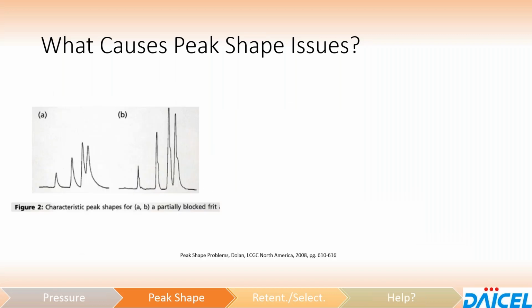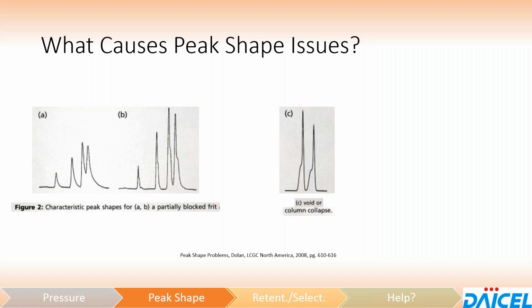So I showed this one before. This is related to partially blocked or blocked inlet frits. You can have either peak tailing, significant peak tailing, which, by the way, can also be caused by chromatography issues as well. But like I said, we won't talk about those here today. Or the shoulder as a result of a blocked inlet frit. But you might also see fronting, or a front shoulder, as a result of a void or a column collapse.